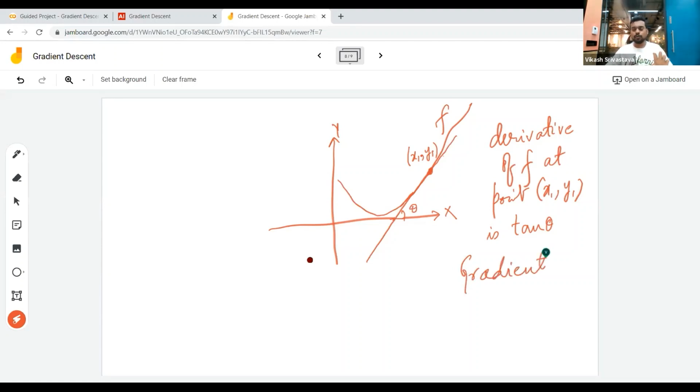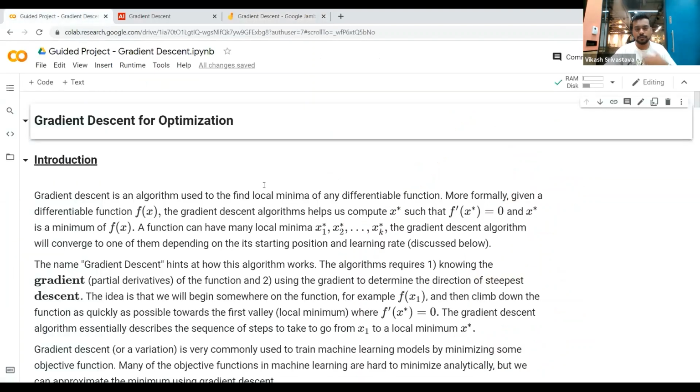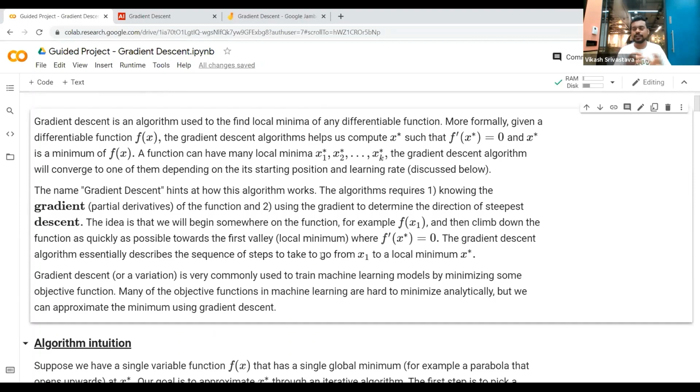So now we know two of the three terminologies that we have seen in the notebook. We know gradient, we know about optimization. Now we need to understand what descent means. This thing we do not know yet, but when I discuss the algorithm, you'll get the idea what descent means.